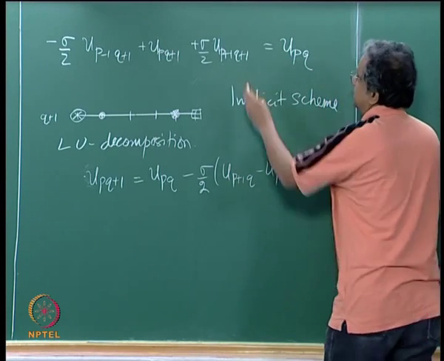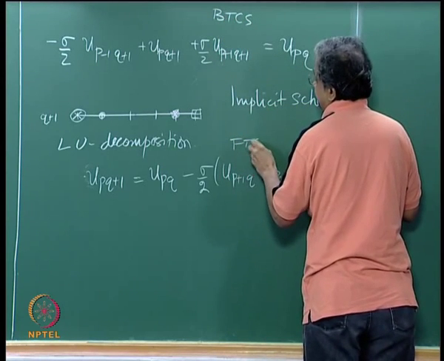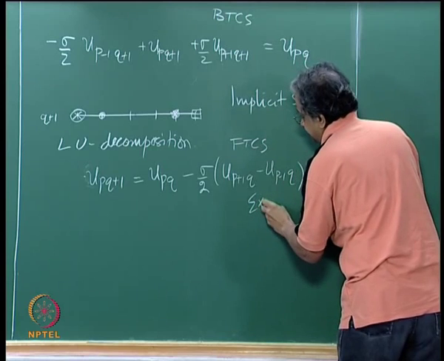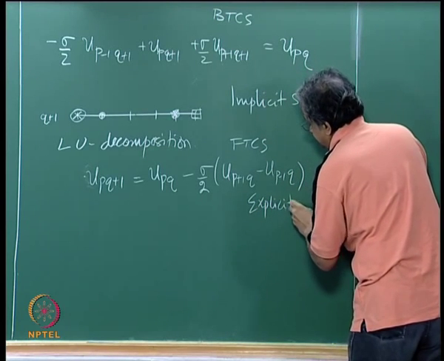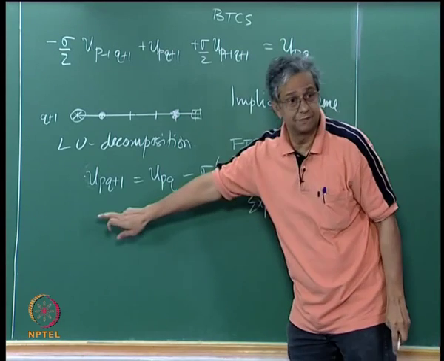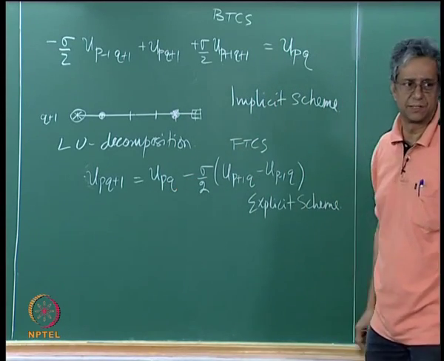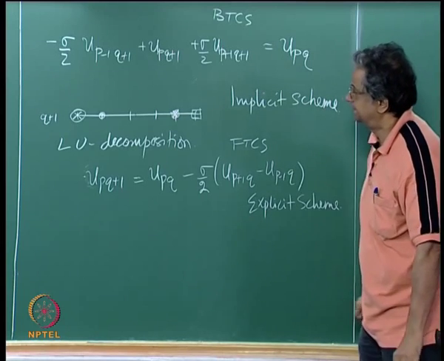this is FTCS. So this is BTCS. This is FTCS. This is an explicit scheme. Explicit because I have the expression that I want explicitly occurring on the left hand side, no further work needs to be done. Okay, fine.